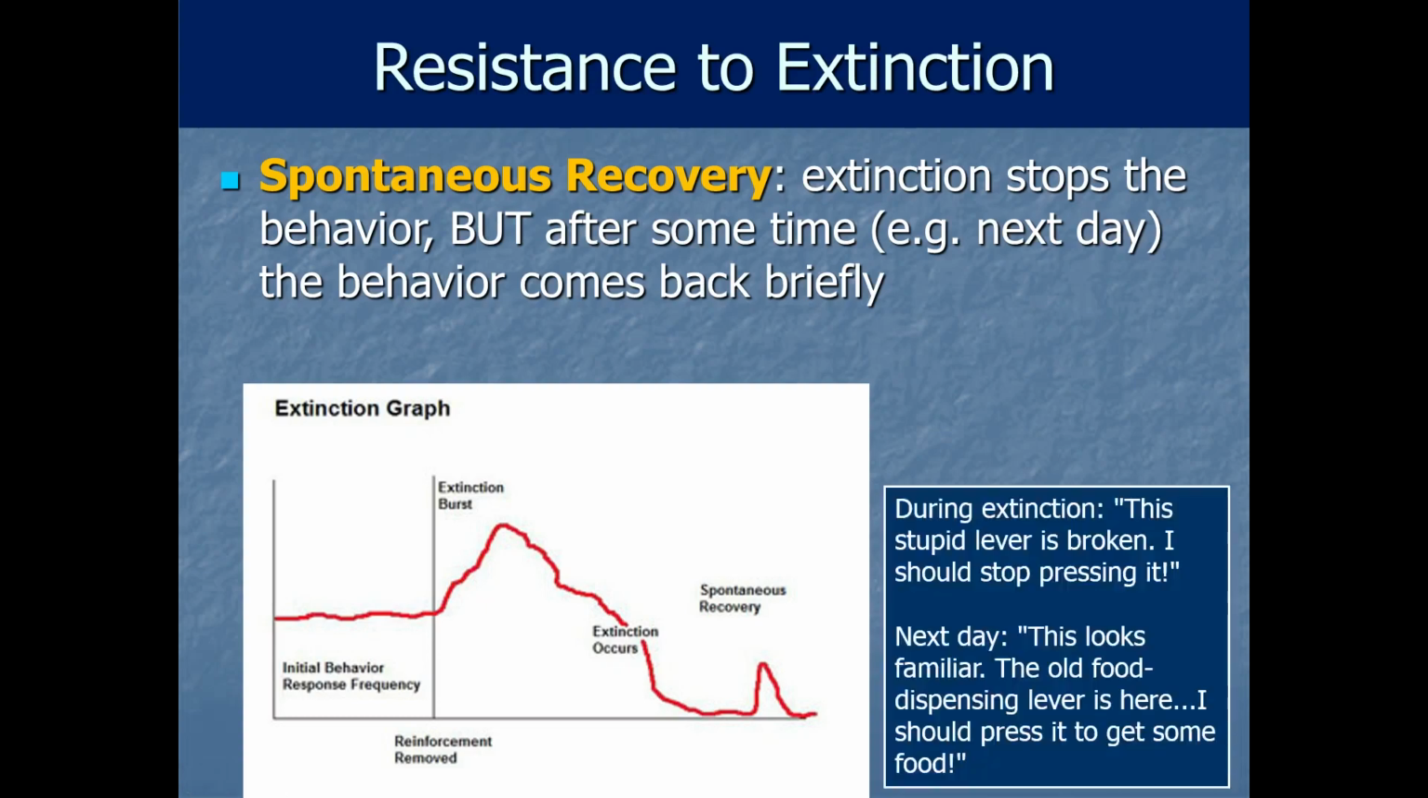And our sort of unscientific but intuitive way of thinking about it might be like this. During extinction, the rat is thinking, this stupid lever is broken. I should stop pressing it, right? It's figured out that the lever is broken, and they do stop. But after some sleep, when they return the next day, they're brought back to the Skinner box, they might say to themselves something like, this looks familiar. The old food dispensing lever is here. I should press it to get some food. Or, right, that's oversimplifying. We don't think they're actually having that linguistic thought in their head or anything.